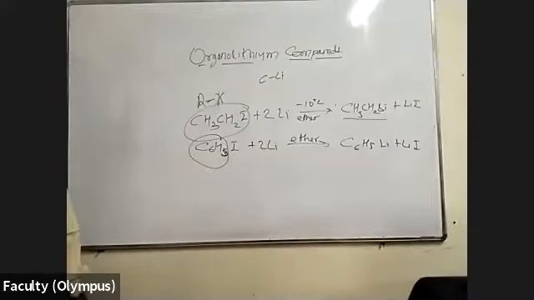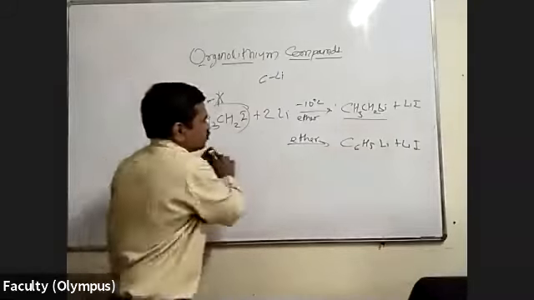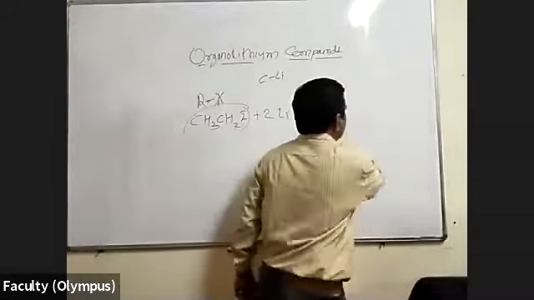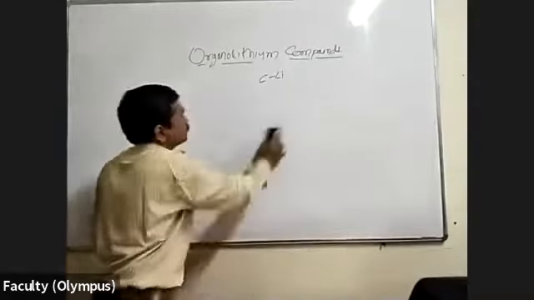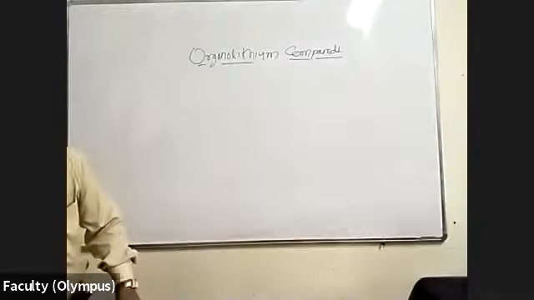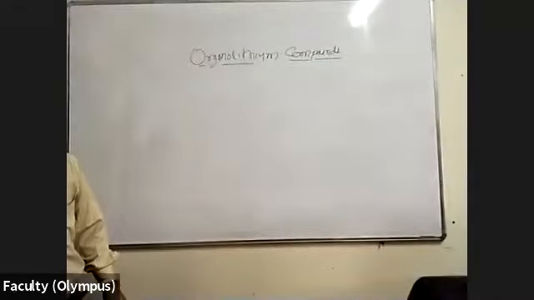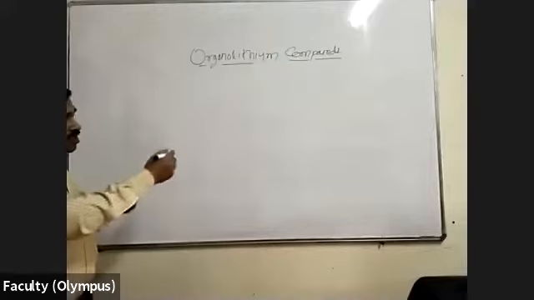So this is the synthesis of organolithium compounds by direct interaction between alkyl halides or aryl halides with metal. Then the second method for the synthesis of organolithium compounds is by metal halogen exchange. Now these are quite similar to the previous one.